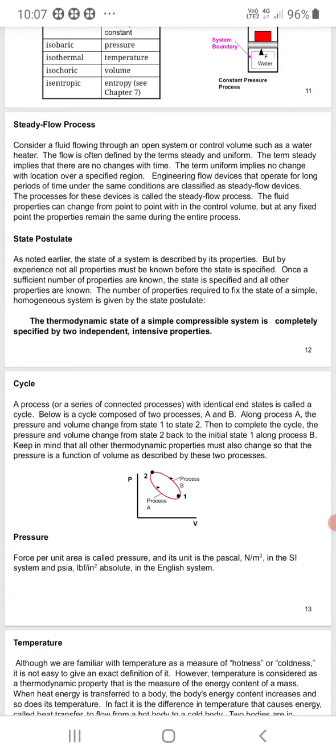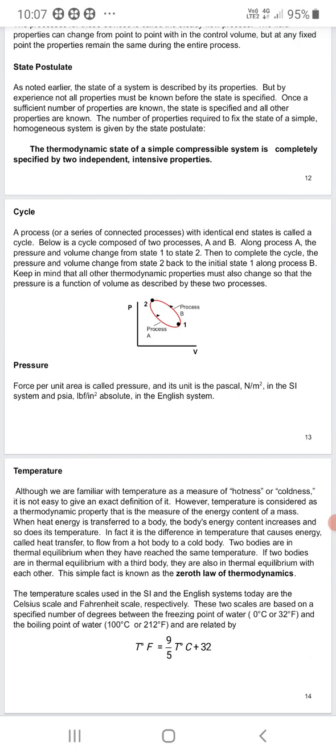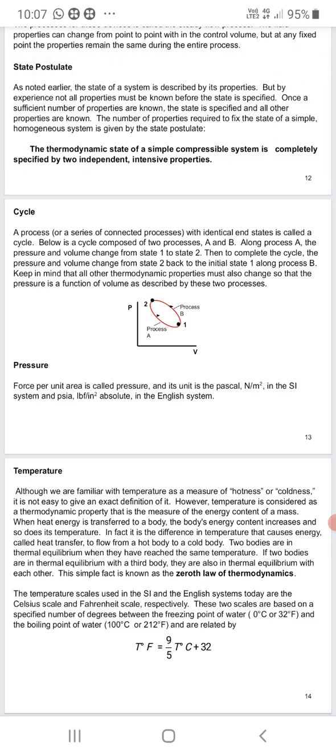And next we'll see what a cycle is. In a cycle, the process happens continuously. That is, one form of energy will be converted into another, and from that form again it is given back to the inside. So it is a cyclic process. Other properties like pressure and temperature we can measure. Pressure is measured in Newton per meter square, and temperature is measured in Kelvin or degree centigrade.